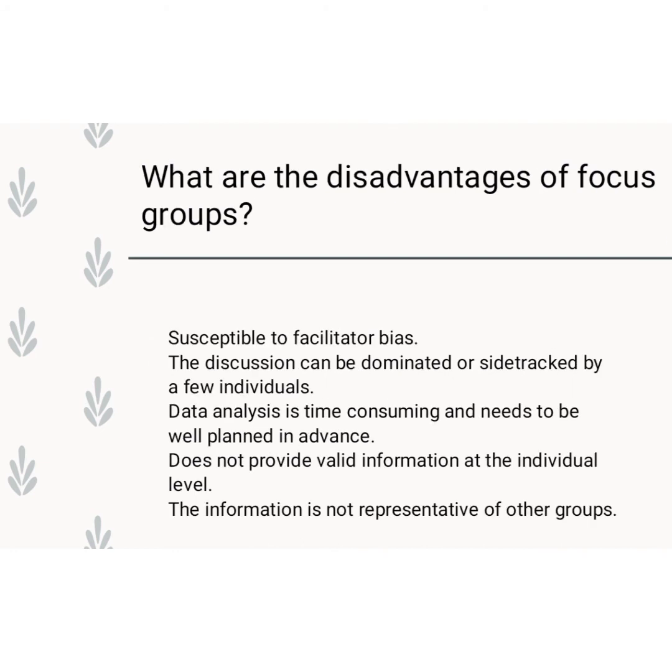Okay, so what are the disadvantages of focus groups? The first one is it is susceptible to facilitator bias. The second one is the discussion can be dominated or sidetracked by a few individuals. The third is data analysis is time consuming and needs to be well planned in advance. The fourth is it does not provide valid information at the individual level, while the fifth is the information is not representative of other groups.